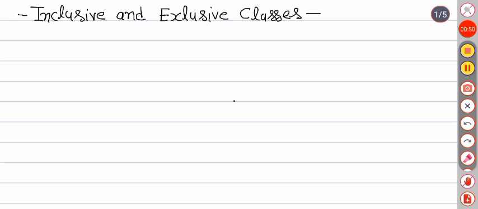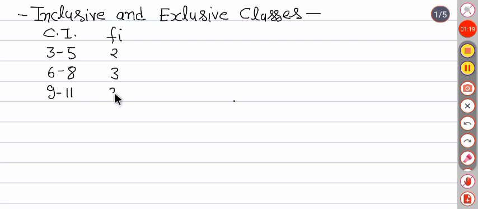So I'm just taking an example: class interval and its corresponding frequency. So 3 to 5, frequency is 2. 6 to 8, frequency is 3. 9 to 11, frequency is 3. 12 to 14, frequency is 2.